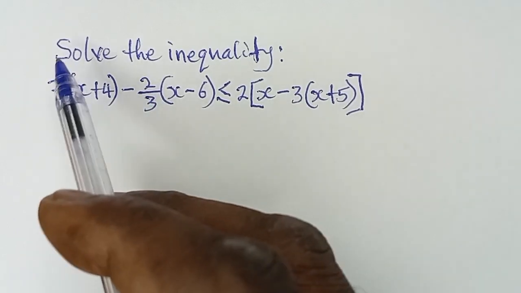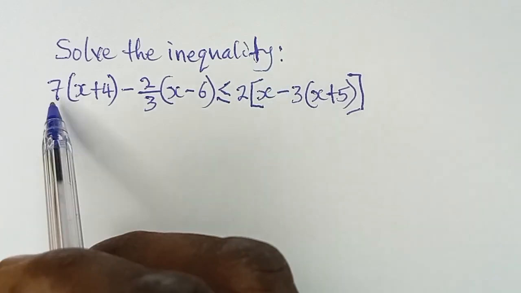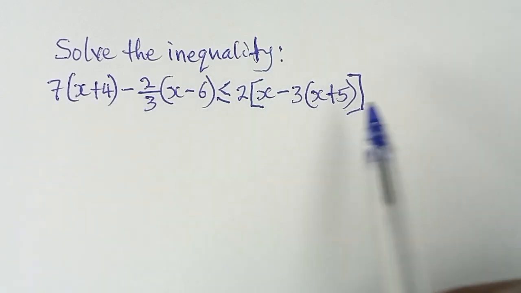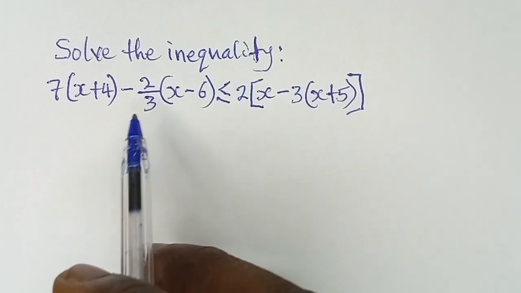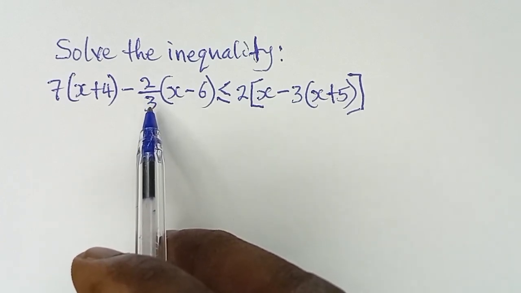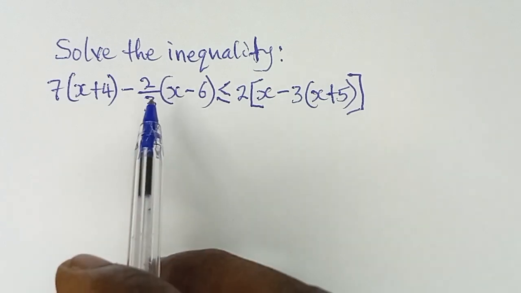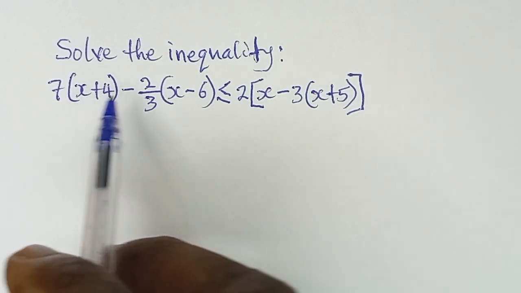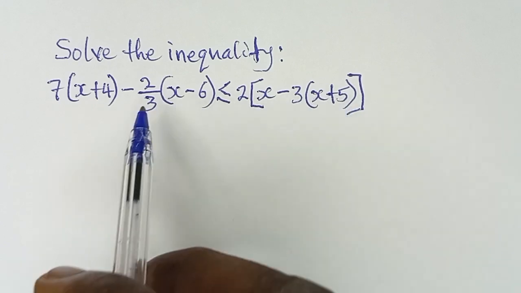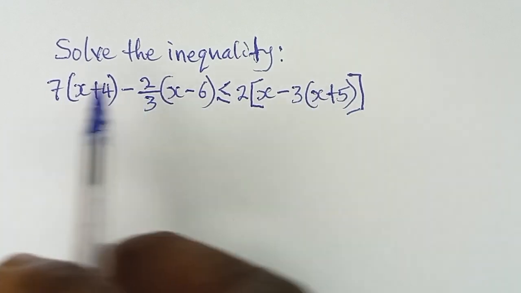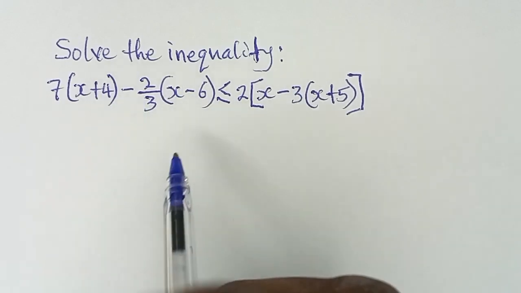The question here says, solve the inequality, this long inequality given to us. Now, for us to solve this, if we check, there's just one fraction here, and it has a denominator of 3. So in order to make it simple for us to solve, we can multiply each term in this inequality by 3. So we multiply throughout, all the terms, we multiply each of them by 3.